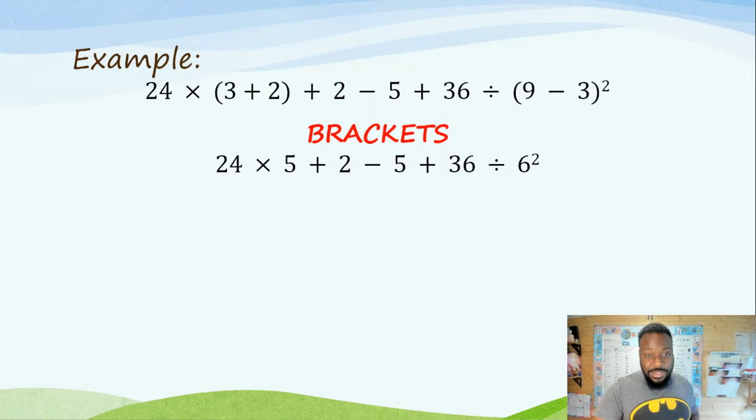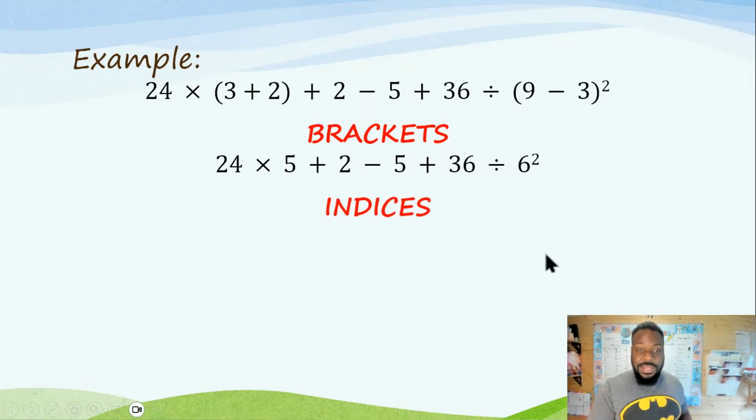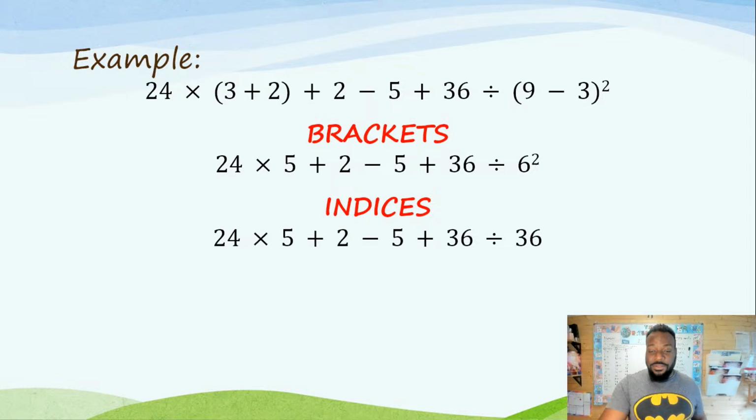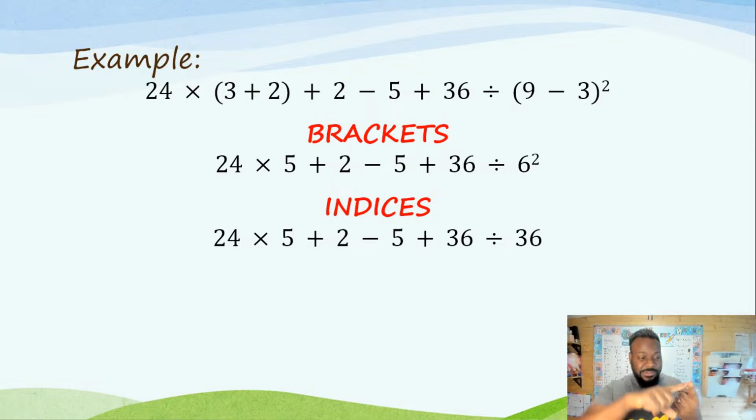Now, next step: indices. We're seeing BIDMAS in order right here. So 6 squared. We know squared is a power, which means it has to times by itself 2 times. So we have 6 times 6, two 6s multiplied by themselves, which is 36. Then we unpack that answer, and we've dealt with the powers now. So we've done the brackets, we've done the indices, and we're simplifying things as we go along.